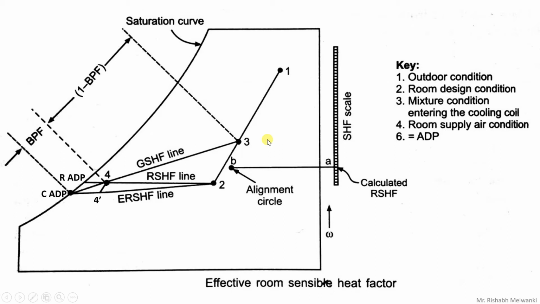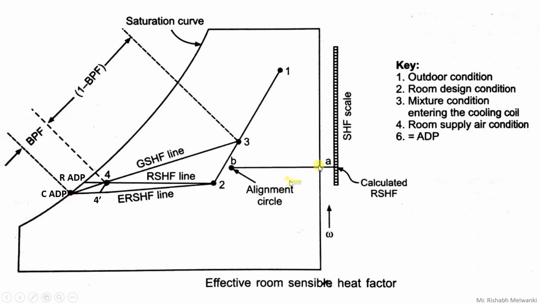Okay, now here the example is given, mixing is done before cooling. So here you can see point 1 is there, which is outside or outdoor condition. Point 2 is there, which is room design condition. Point 2 is return air, point 1 is outside air. They will mix together to give point 3. After mixing, there is cooling coil. So 3 to C, coil ADP, this will be a line.